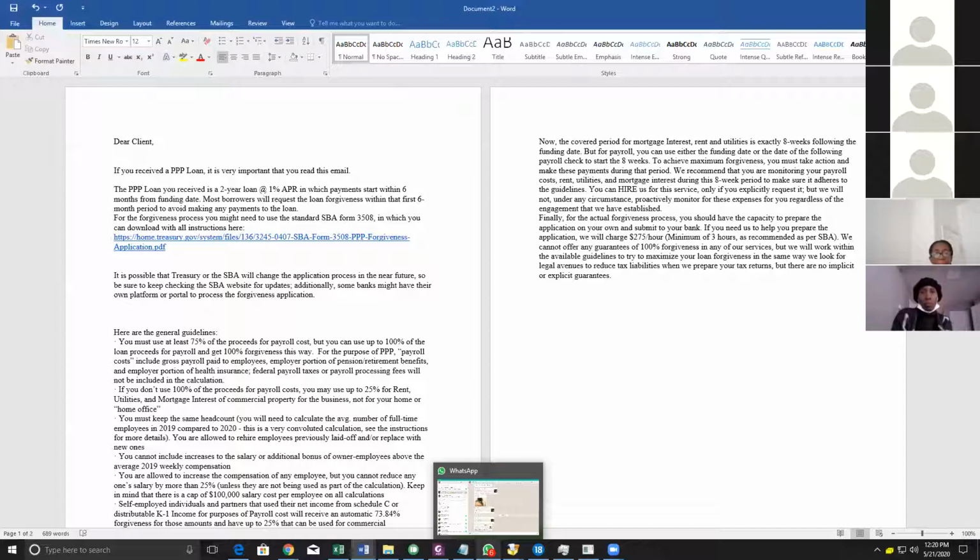The actual forgiveness process is the same thing. You have the capacity to prepare it on your own, but if you need help from us, we will charge $275 an hour, and we cannot offer any guarantees of forgiveness. Same thing, we'll work within the guidelines. So this is pretty much it. I have other things to cover, but I wanted to cover the big hot button items that everybody needs to account for. So I will stop sharing screen, take any questions, and then we can move on to the next set of items.